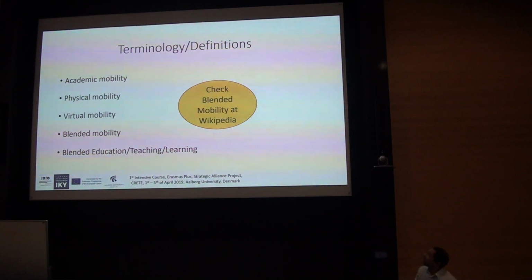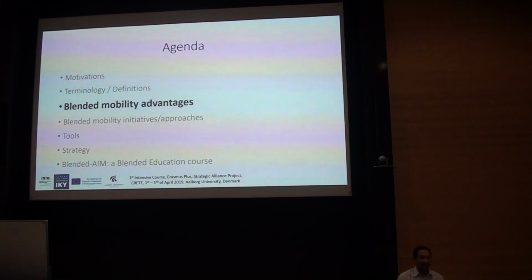So you can check this in blended mobility at Wikipedia. You can trust it, although teachers are always saying don't trust Wikipedia. This page was made by us, the coordinators of the blended project. So the information that is there is trustable.